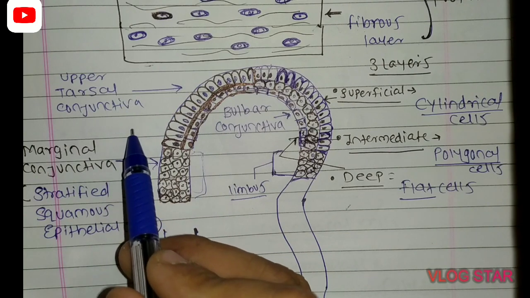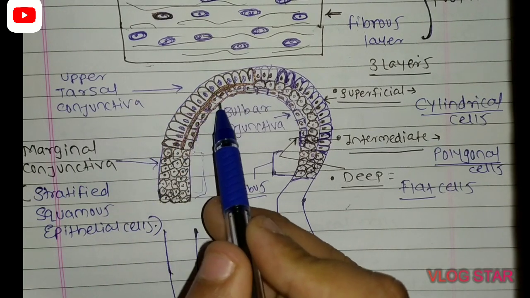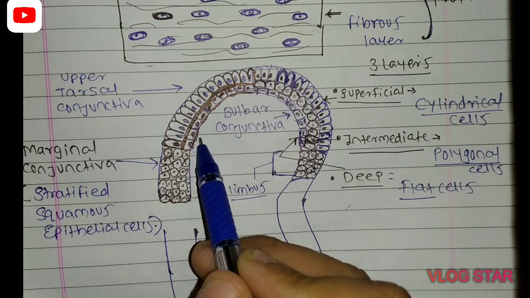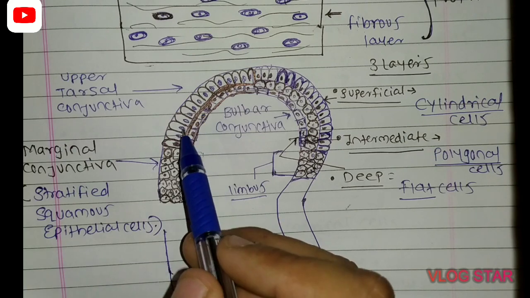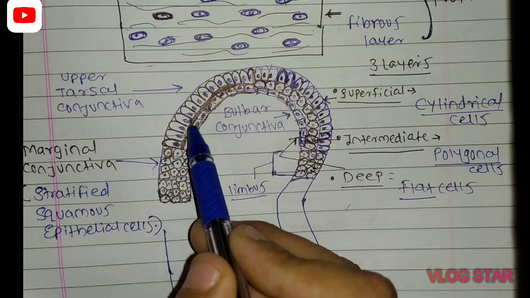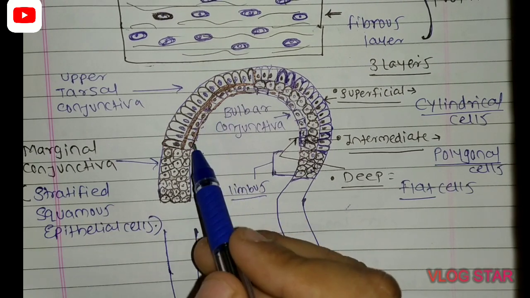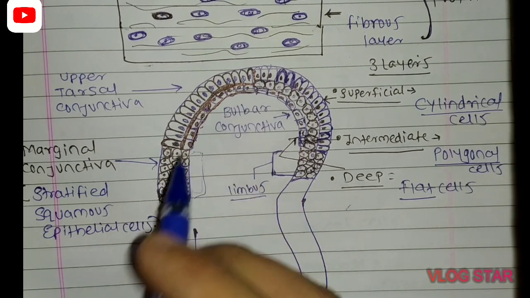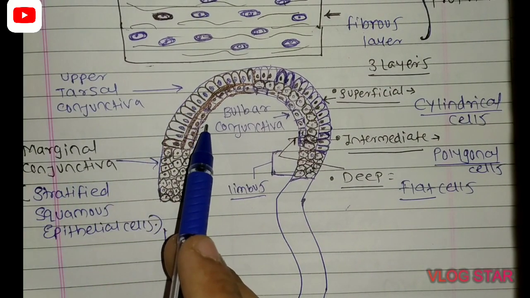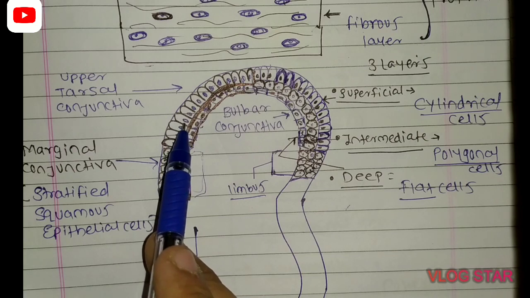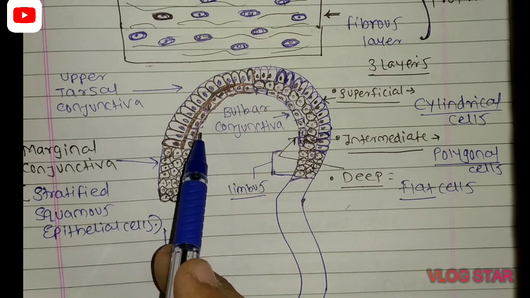So this upper tarsal conjunctiva is formed by two layers, that is, the superficial layer and the deep layer. The superficial layer is formed by cylindrical cells, which are cylindrical in shape, and the deep layer is formed by flat cells. So the upper tarsal conjunctiva is made up of two layers of epithelium: first the superficial, cylindrical cells, and the deep layer formed by flat cells.